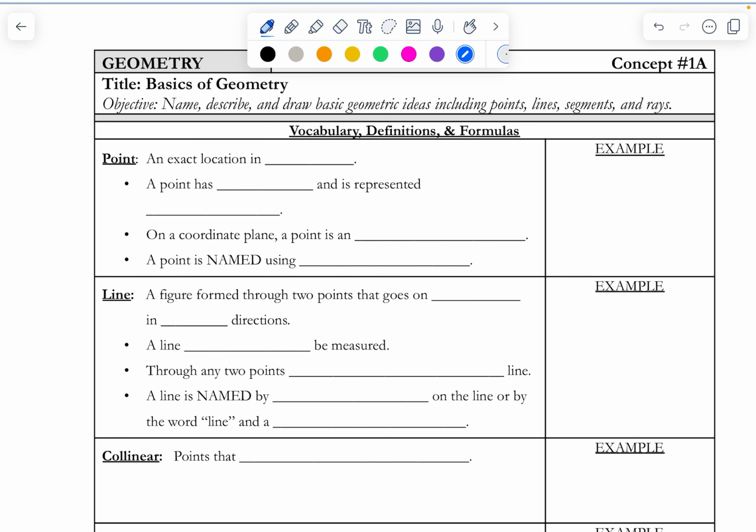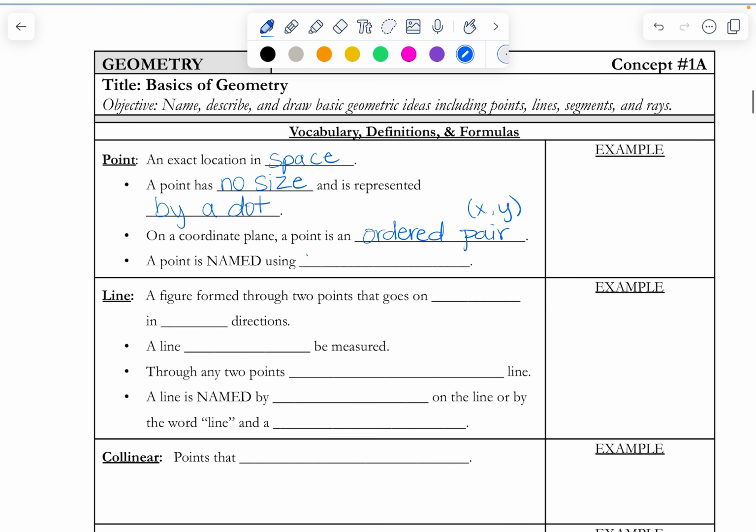First definition is a point. A point is an exact location in space. A point has no size, and it is represented by a dot. Okay. On a coordinate plane, a point is an ordered pair. And remember, an ordered pair is an XY coordinate. And when you're naming a point, you should always use a capital letter.